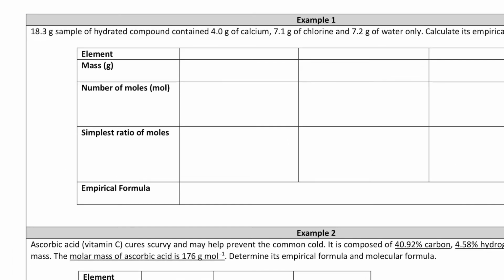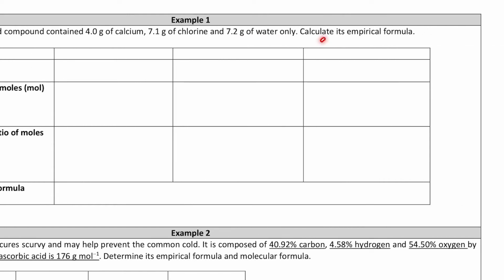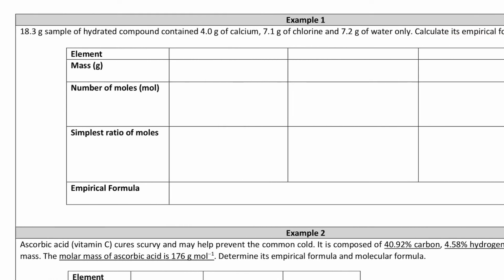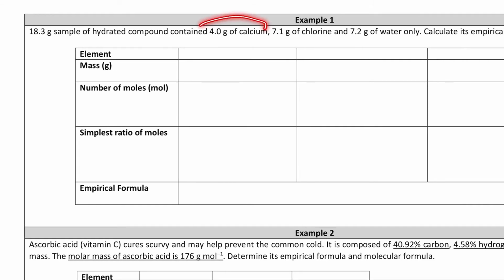Okay, so example 1, 18.3 gram of sample hydrated compound contain 4 gram of calcium, 7.1 gram of fluorine and 7.2 gram of water only. Calculate its empirical formula. So, as you can see, data given adalah mass. Okay, mass yang dibagi adalah mass elemen calcium, chlorine dan juga mass untuk water.